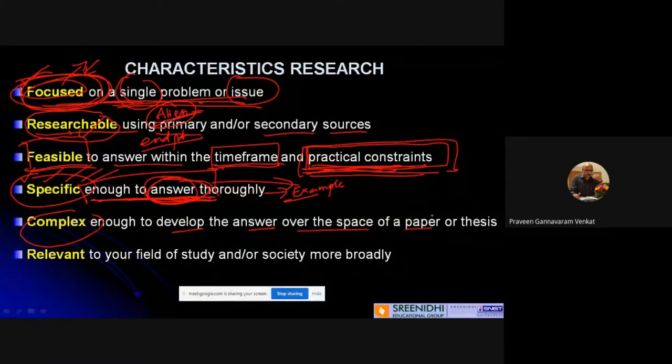So here we have to produce these papers during our PhD time, and it should be relevant with respect to our field. Our field is the most important. In our field of study, we should not deviate from our field. So it should be relevant to our field.